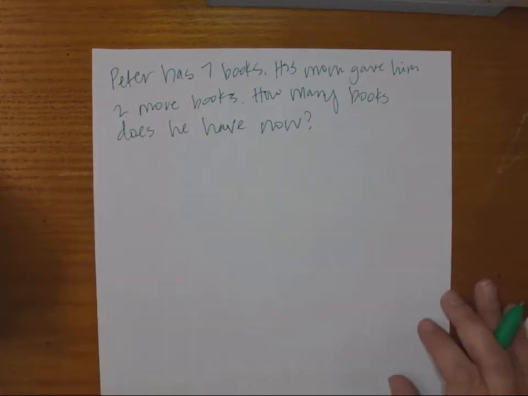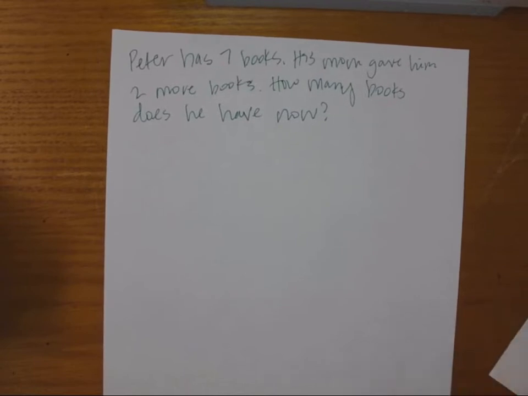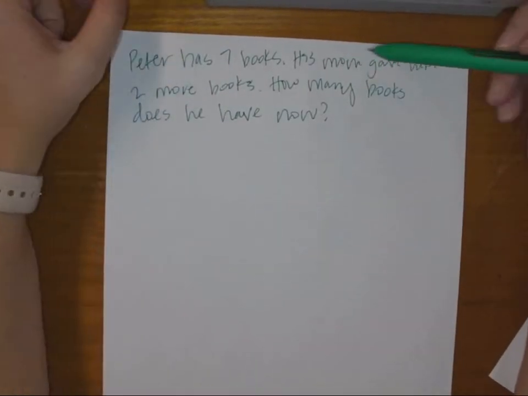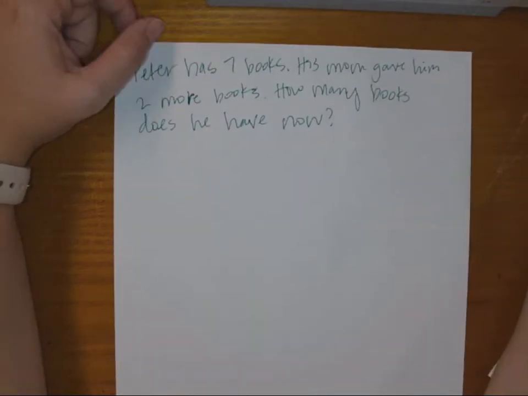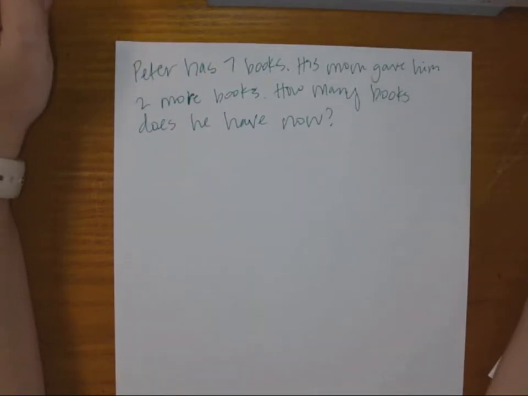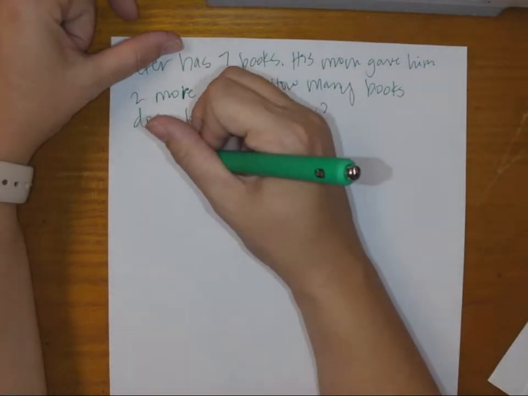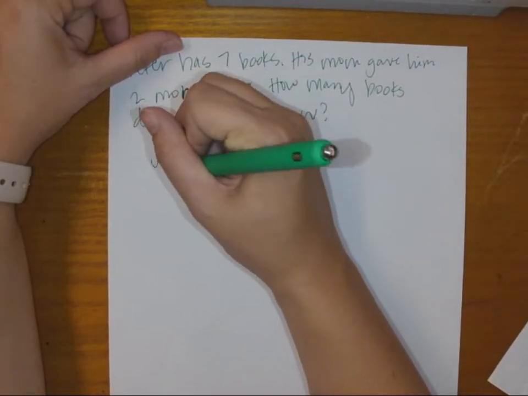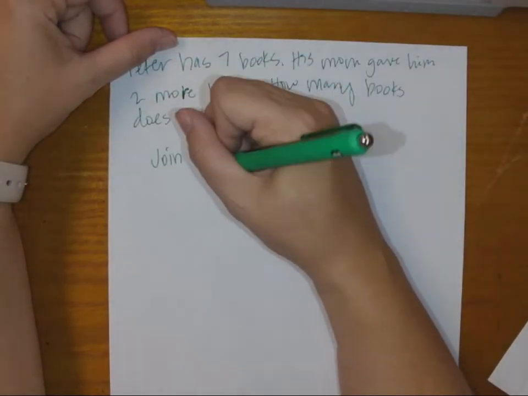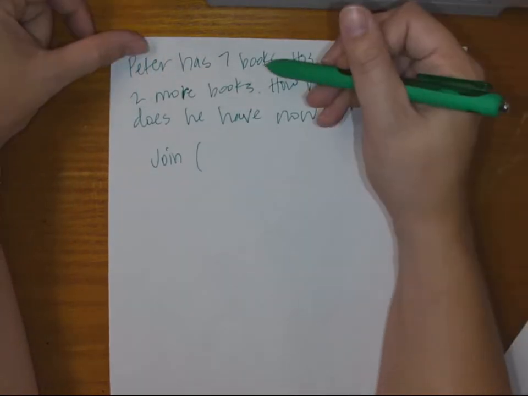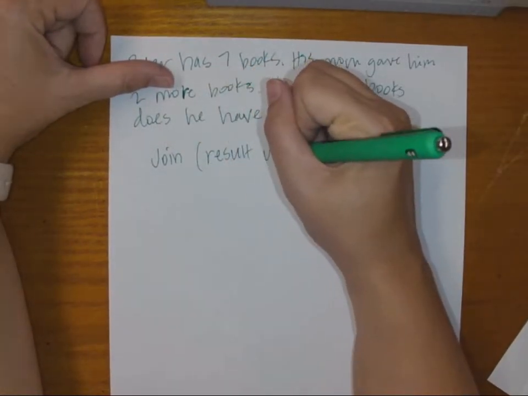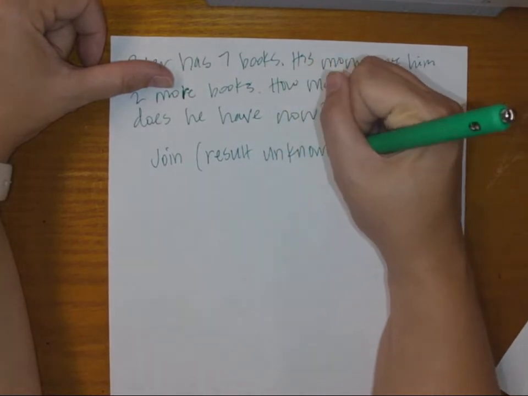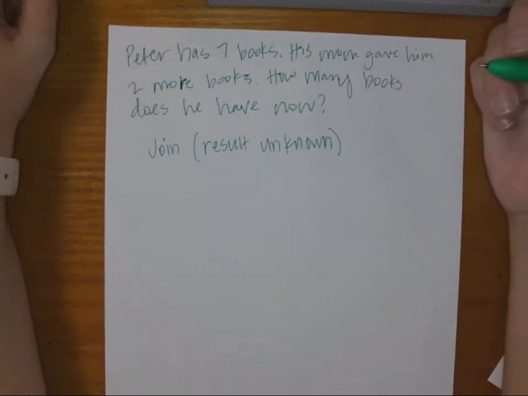Okay, so first of all, what kind of problem is this? Is there action happening? Did his mom give him books? Yes, his mom gave him 2 more books. An action happened, so it's either a join or a separate problem. This is a join problem because I'm adding to it. And what's the unknown here? I know the start, I know the change, I don't know the result. So this is a result unknown problem. Okay, so that's the first thing.